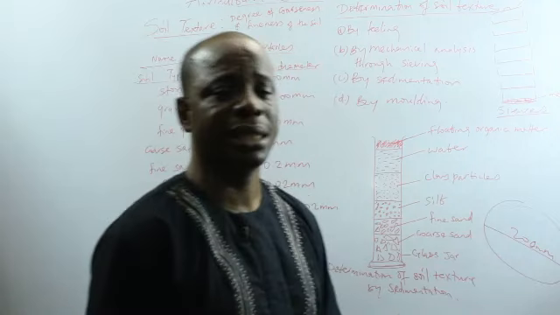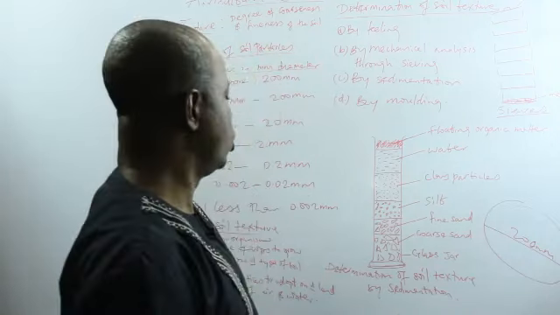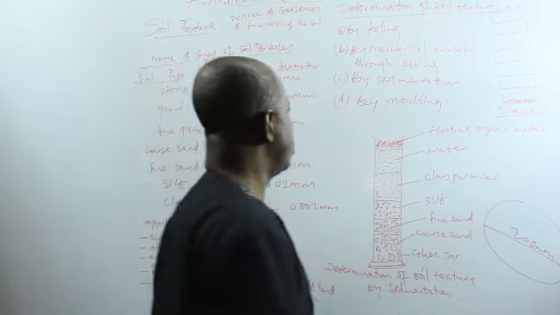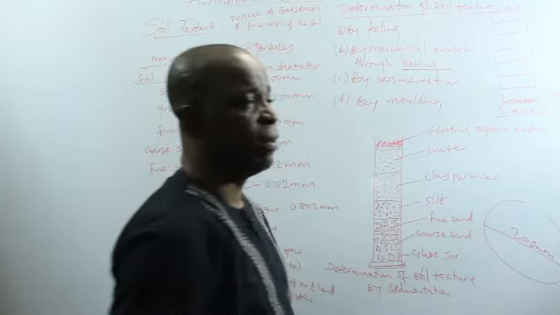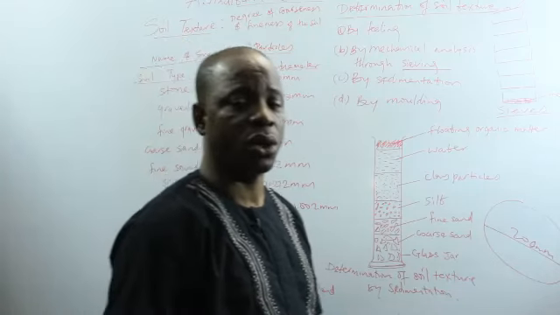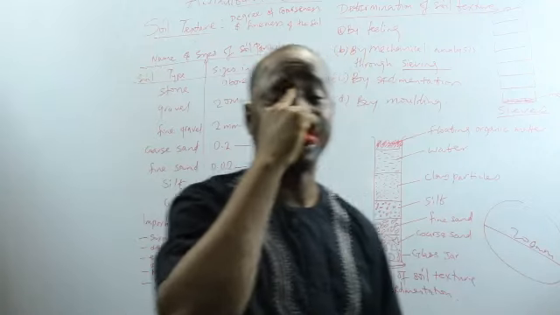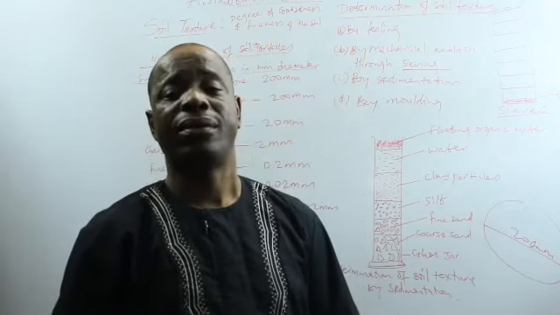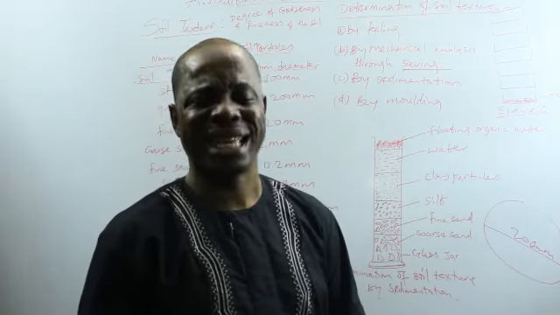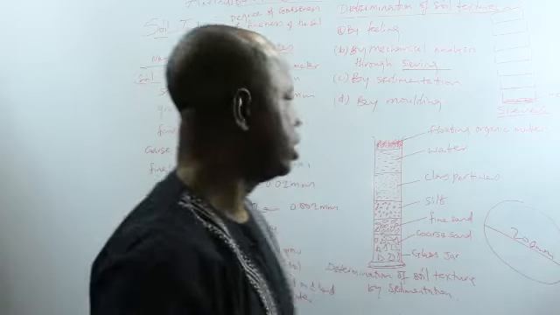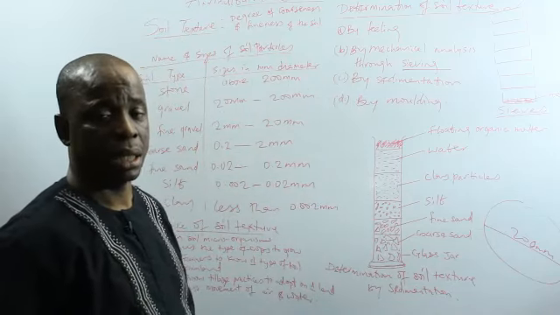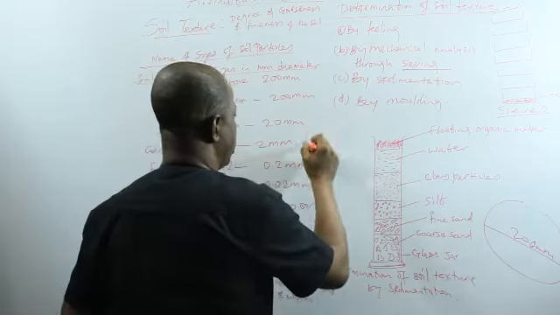Now, what is mechanical analysis? This has to do with the use of sieves, through sieving. What do you mean by sieve? A sieve is like a bucket that has a net underneath. The net is called mesh. The meshes have different sizes. Some meshes are very wide and large, while some meshes are very tiny. So the meshes are made in the range of 0.002 to 200 millimeter. That's how the meshes are made. This is a mesh. This is what we call a mesh.